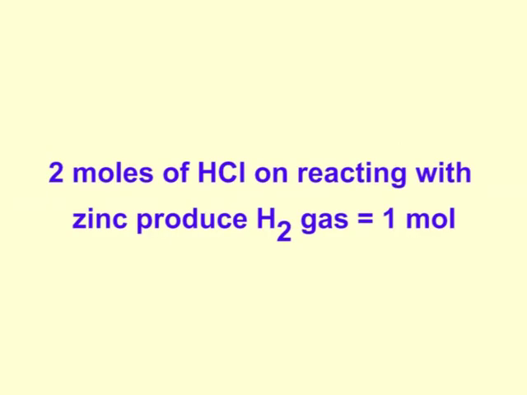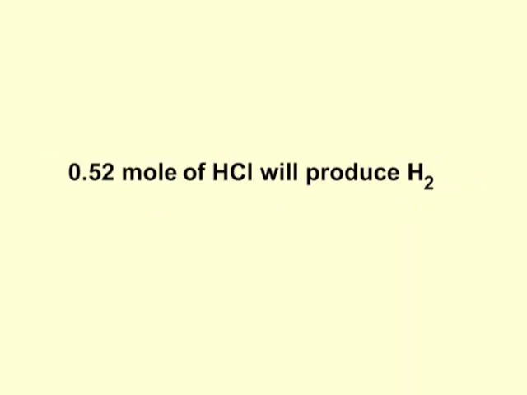2 moles of hydrochloric acid on reacting with zinc produce hydrogen gas equal to 1 mole. 0.52 moles of hydrochloric acid will produce hydrogen, which is equal to 1 upon 2 multiplied by 0.52 moles, which is equal to 0.26 moles.